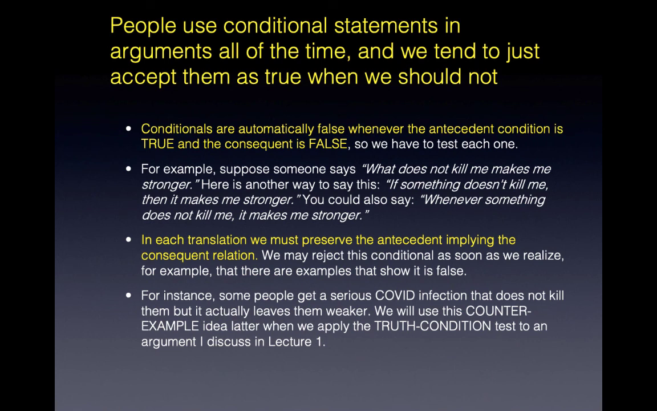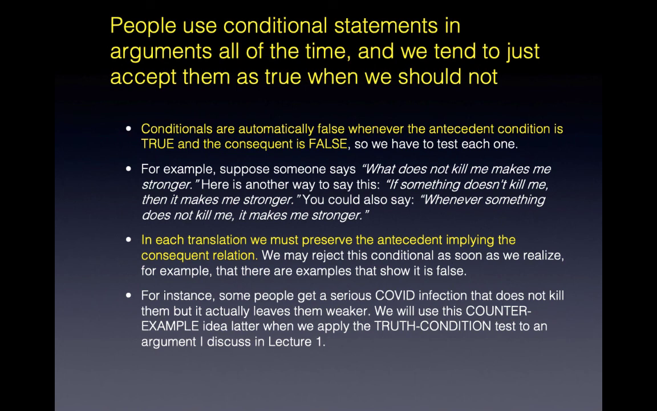People use conditional statements in arguments all the time, and we tend to just accept the conditionals as true when we shouldn't. Famous example, people say, what doesn't kill me makes me stronger. There's another way to say this: if something doesn't kill me, then it makes me stronger. You could also say, whenever something doesn't kill me, it makes me stronger. Each translation has the same logical relation. It's got this antecedent implying the consequent.